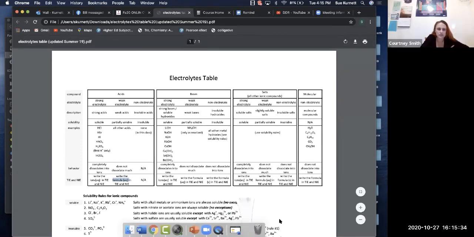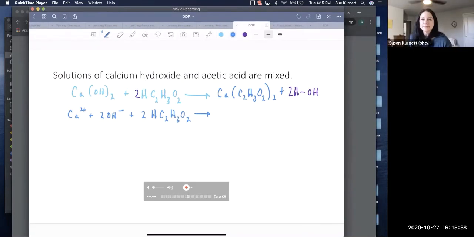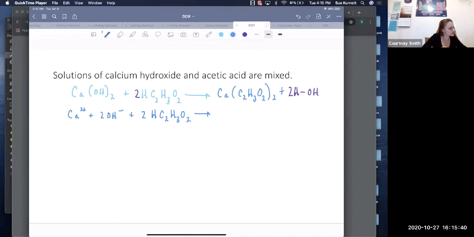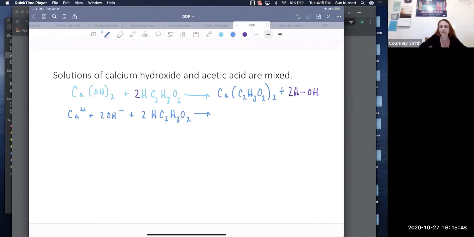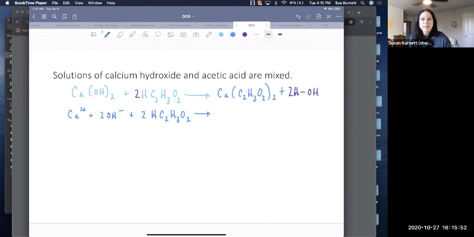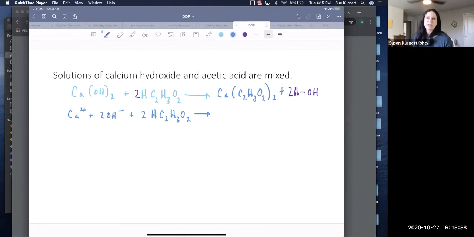Sue, I have a question real quick. Yeah. On solubility rule number 2, it has acetic acid with no exceptions. No, it has acetate ion. Oh, okay. And those rules are only for salts, and this isn't a salt. Salts are ionic compounds, and this is a covalent compound. Okay, thank you. Yeah. I'm glad you mentioned it, because that's actually a very common source of confusion.